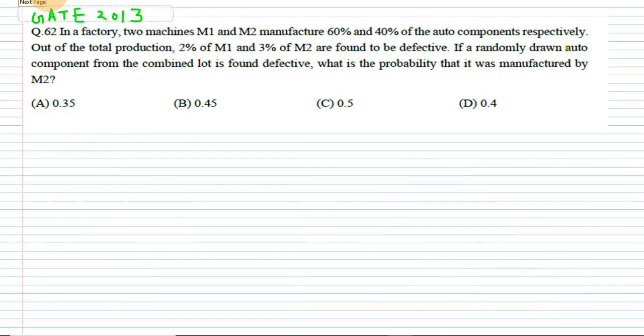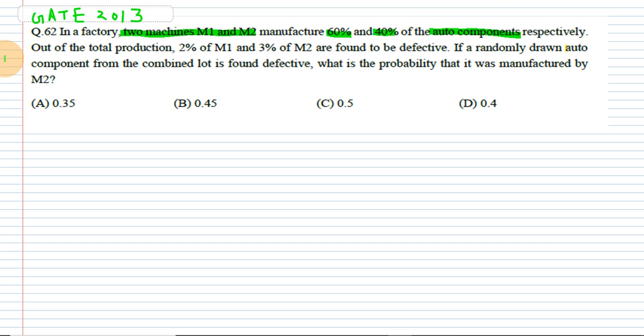This question is also from the same examination, that is GATE 2013. Let's read the question carefully. In a factory there are two machines, M1 and M2, where M1 manufactures 60% and M2 manufactures 40% of the auto components.